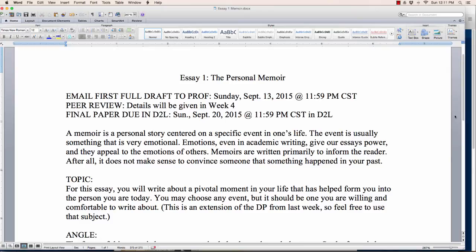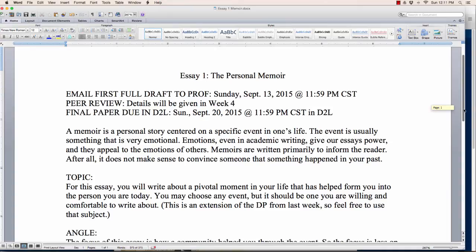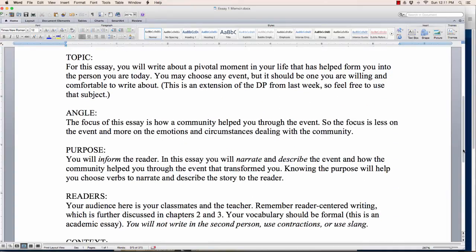I've broken down the requirements the way the textbook broke down genre writing. So first, the topic. For this essay, you will write about a pivotal moment in your life that has helped form you into the person you are today. You could choose any event, but it should be one you're willing to write about and one that you're comfortable writing about. This is an extension of last week's DP. You are free to use most or all or parts of what you wrote in the discussion for last week.